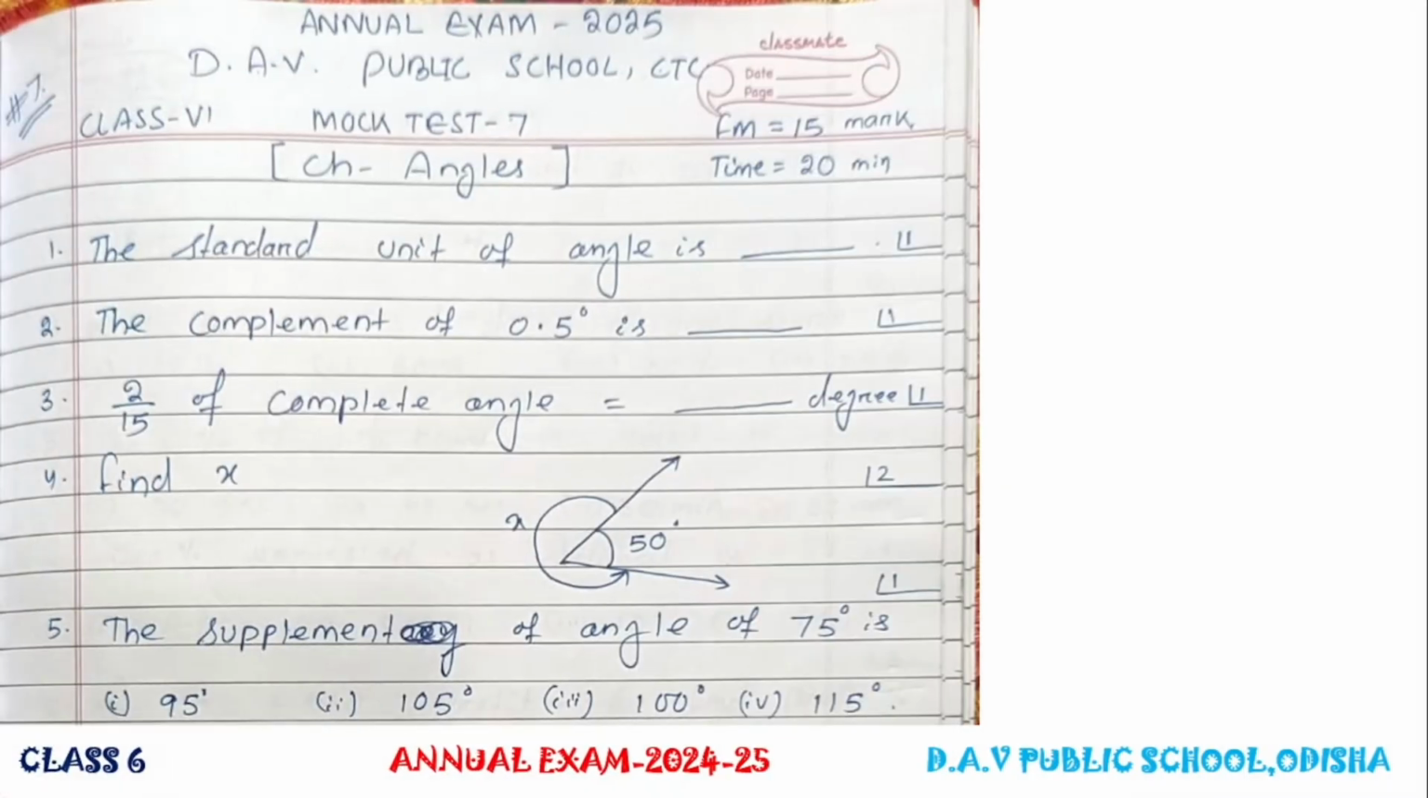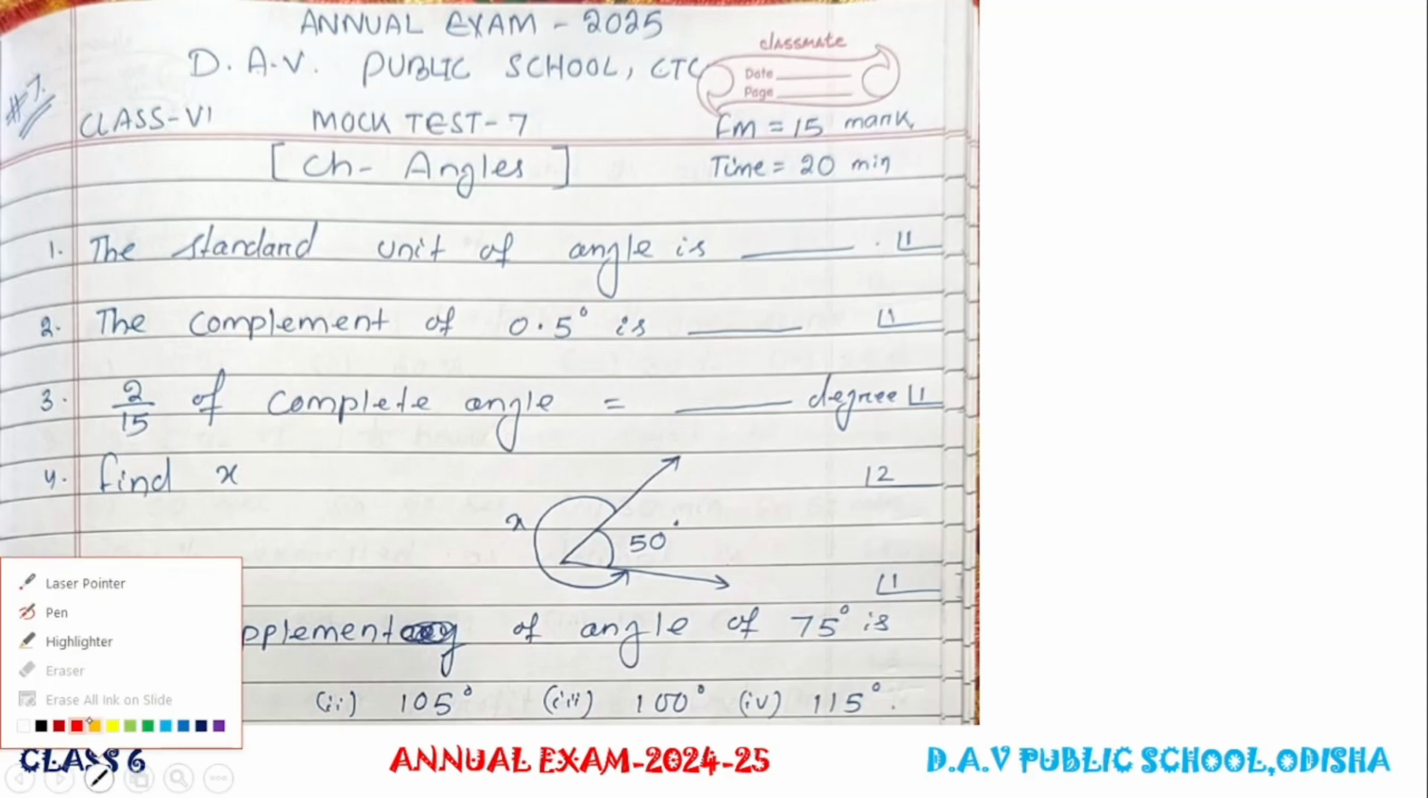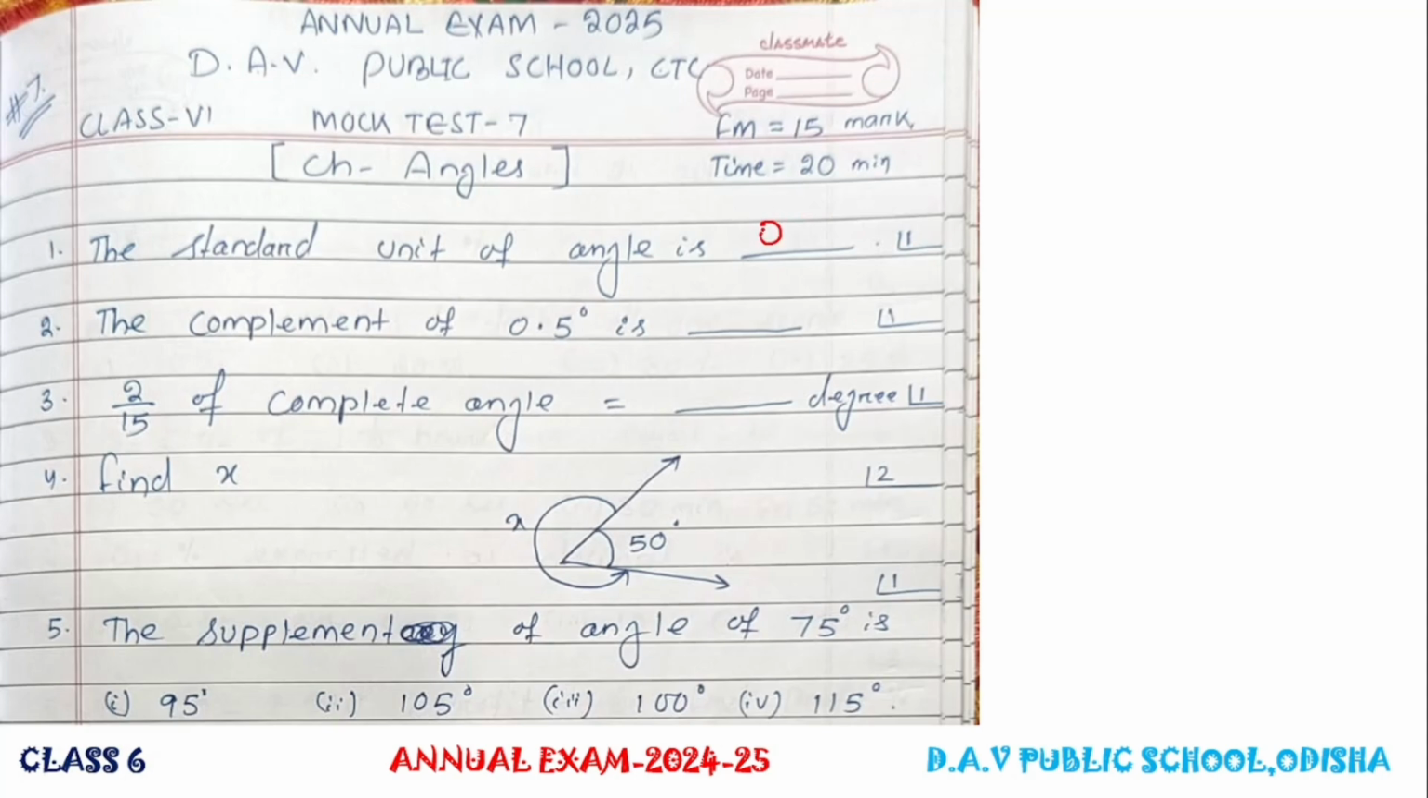First question, the standard unit of angle is dash. The standard unit is degree. Okay. So the answer is degree. Or you can write this degree.